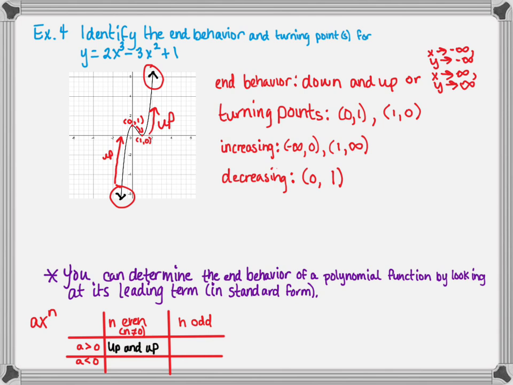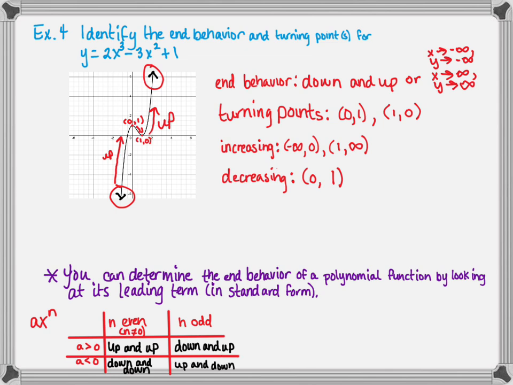So if the leading coefficient is positive and the degree is even, the polynomial function will have end behavior of up and up. If the leading coefficient is positive and n is odd, then the end behavior will be down and up. If the leading coefficient is negative and n is even, then the end behavior will be down and down. And if the leading coefficient is negative and the degree is odd, then the end behavior will be up and down.